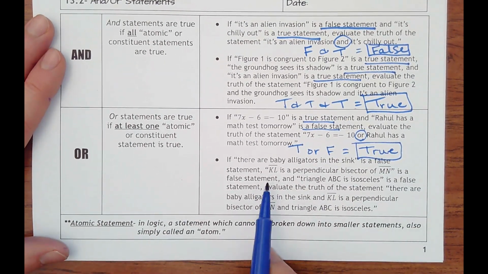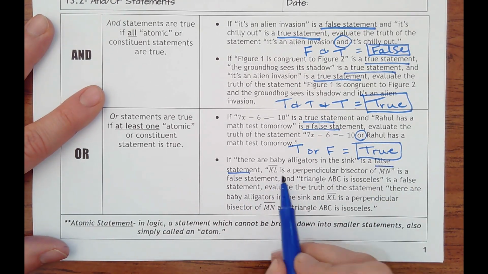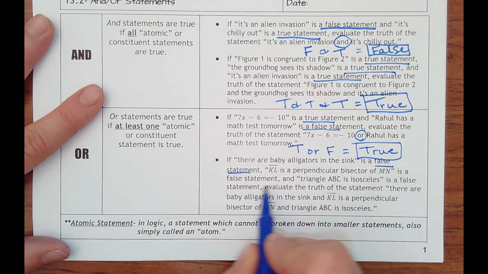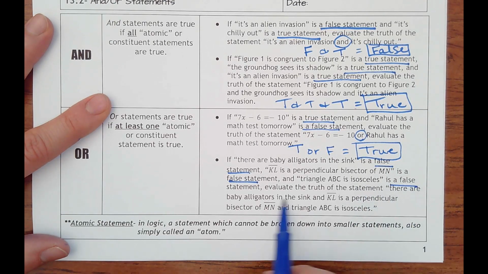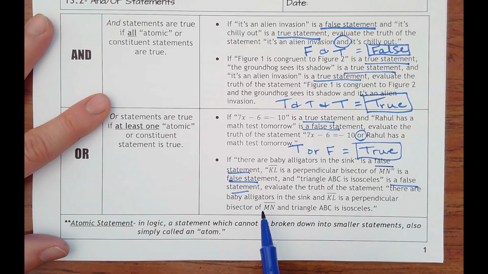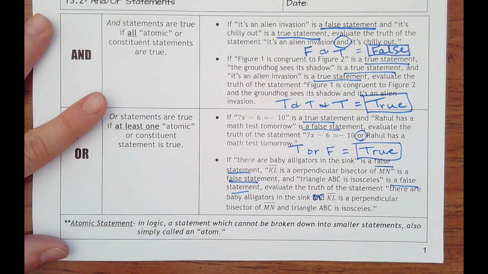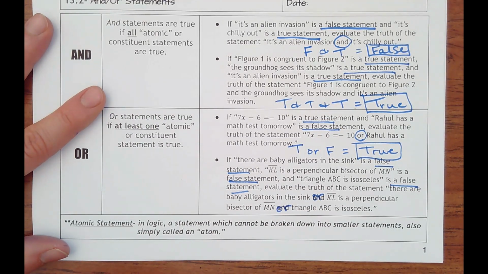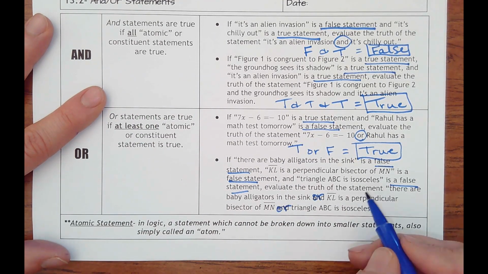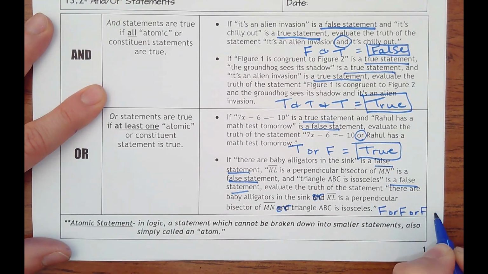And then the second one, if there are baby alligators in the sink, is a false statement. If line KL is a perpendicular bisector, MN is a false statement. And triangle ABC is isosceles is false. Evaluate the truth of the statement: there are baby alligators in the sink, that should be or, sorry, or KL is a perpendicular bisector, MN, or triangle ABC is isosceles. And so because those are all ors and all of them were false, so we had false or false or false, then the whole thing is false.